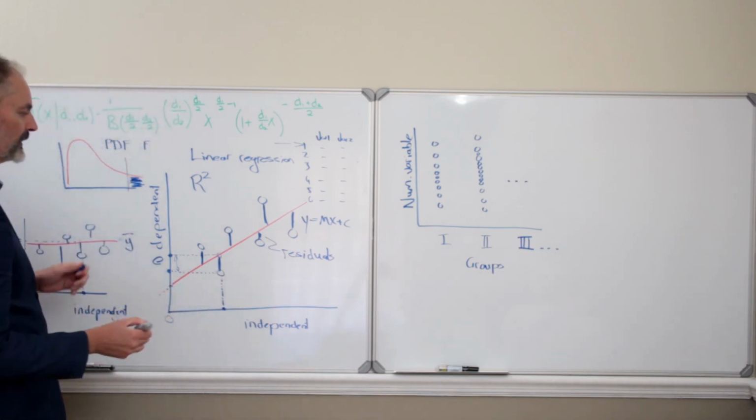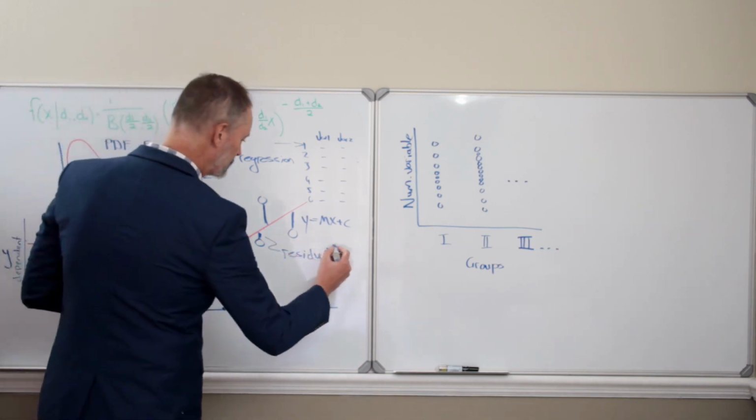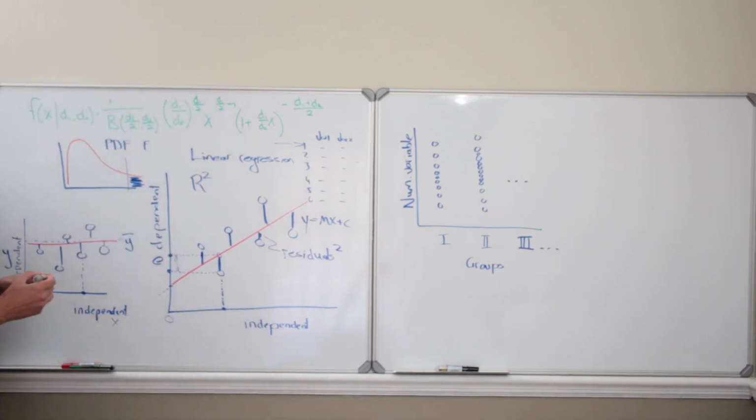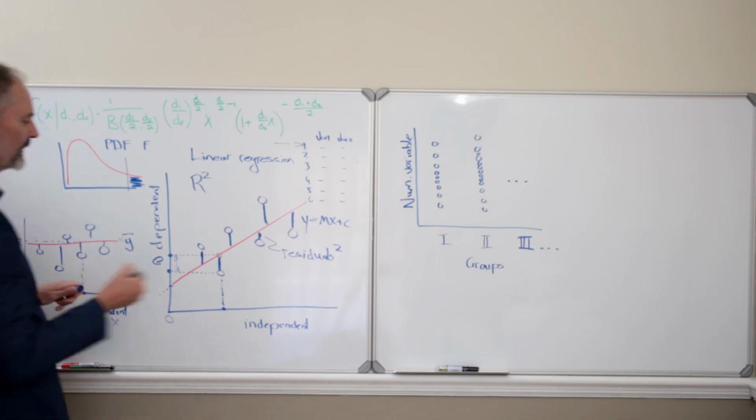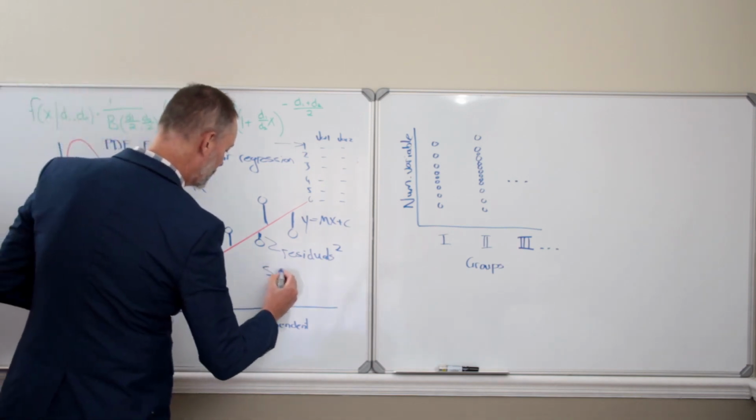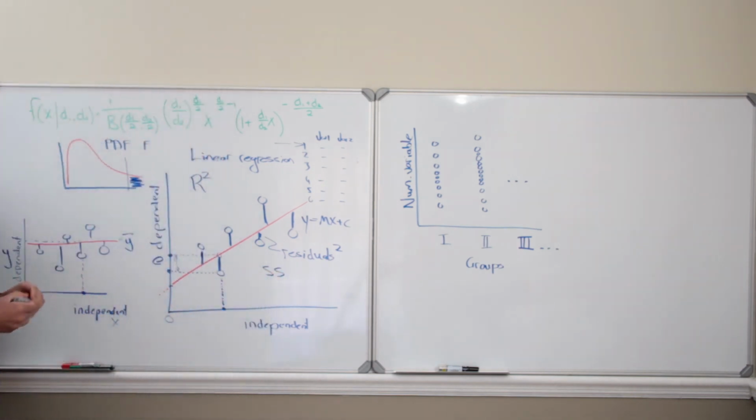So what we do is we square these residuals, or the error terms, we just square them. And then we add all of them up. And that's called the sum of squared errors. We're going to use that quite a bit. I'm just telling you these terms so that we know them when we get to them.